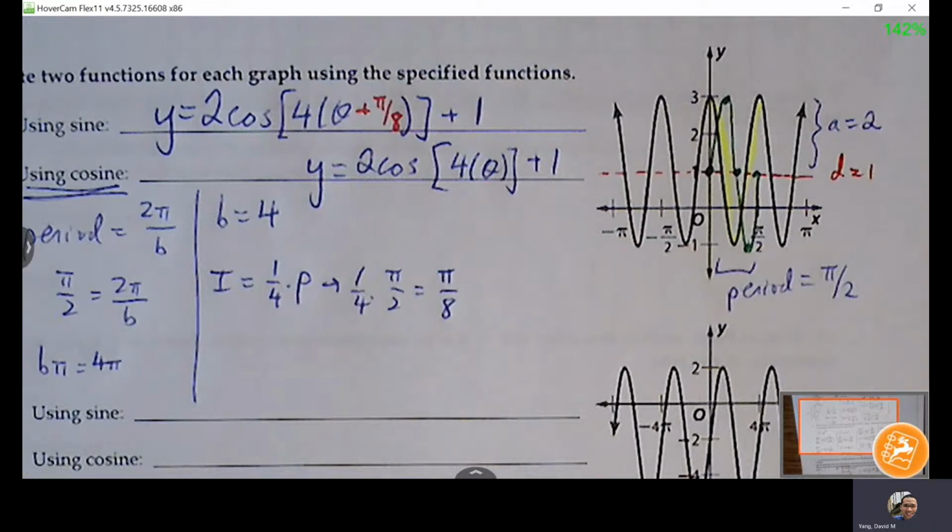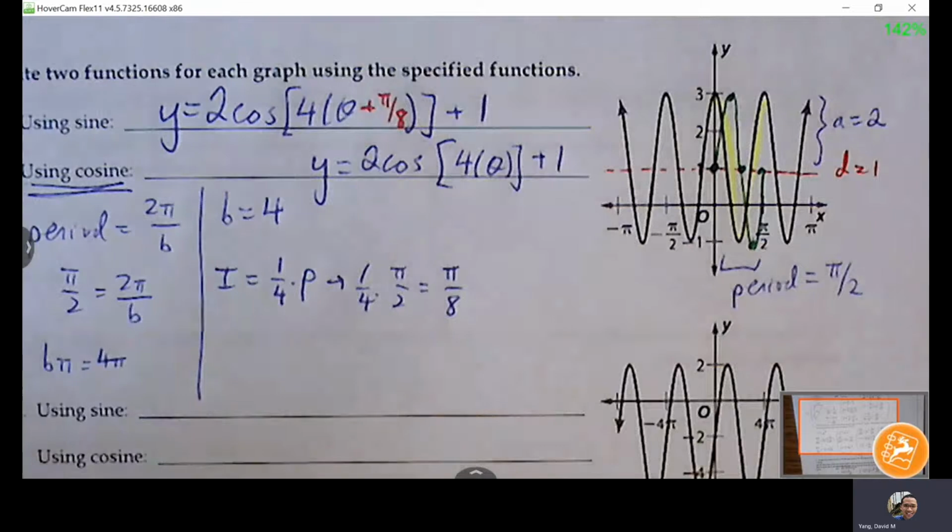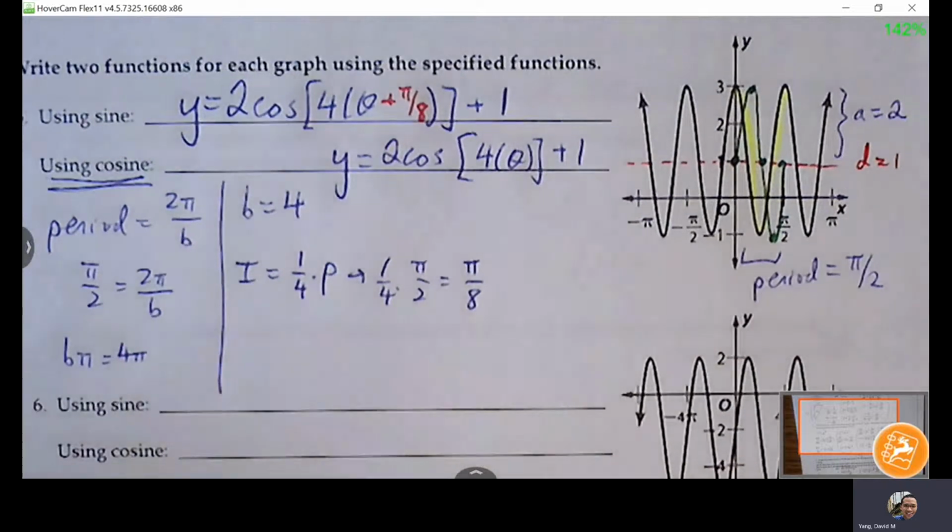We're doing number 6. I would like for you guys to try number 6 because we did number 5 together. If we try number 6, we can see whether we're comfortable with it, because I think this is the problem that a lot of us maybe had some questions about on the quiz. So I wanted you guys to try number 6 first.